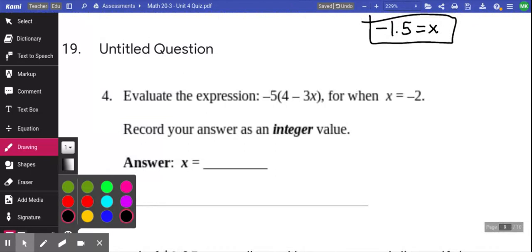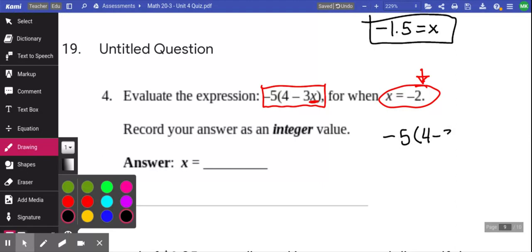Number 4, they actually tell you what the solution is. It says evaluate the expression for when x equals negative 2. So what they're saying is calculate what this equals when you change x to be negative 2. So that means I should have negative 5, 4 minus 3 times negative 2.